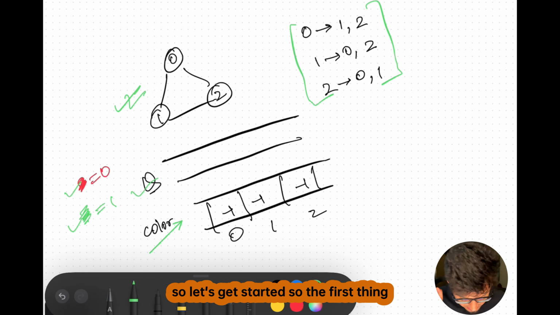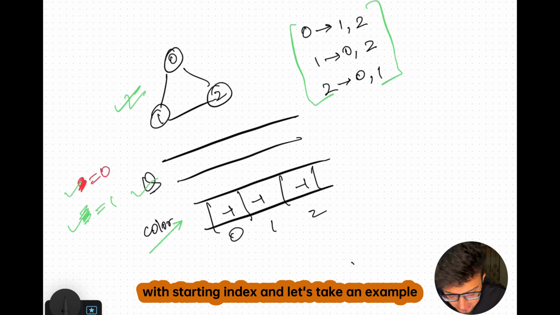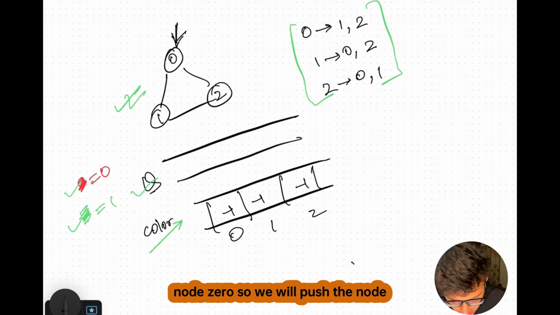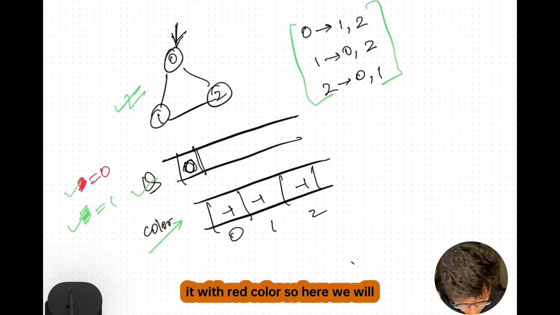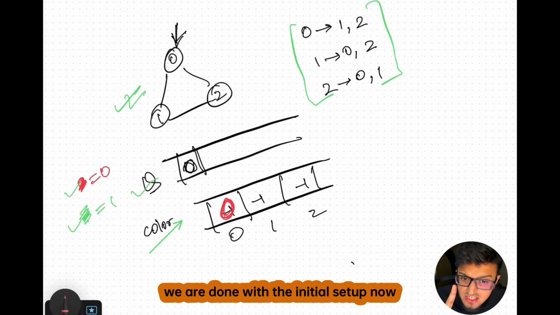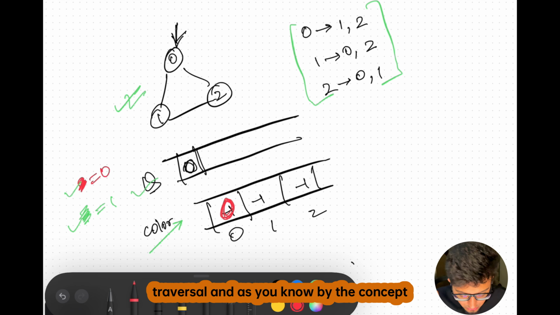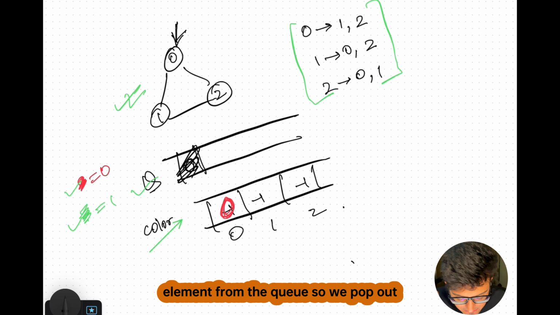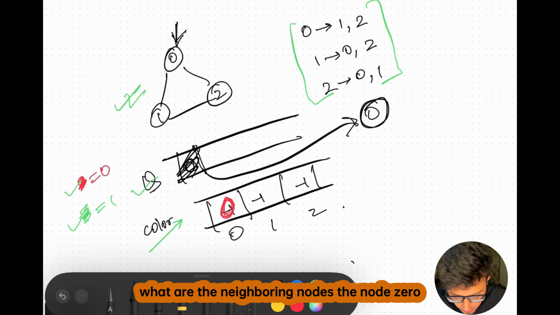So let's get started. So the first thing that we will do, we'll first start with the starting index, and let's take an example that the starting index is nothing but node 0. So we will push node 0 into our queue and we will mark it with red color. So here we will mark this as 0, means color red. So we are done with the initial setup. Now what we'll do, we will start our BFS traversal. And as you know, by the concept of the BFS traversal, we pop out the element from the queue. So we pop out the first element over here and we check what are the neighboring nodes of node 0.